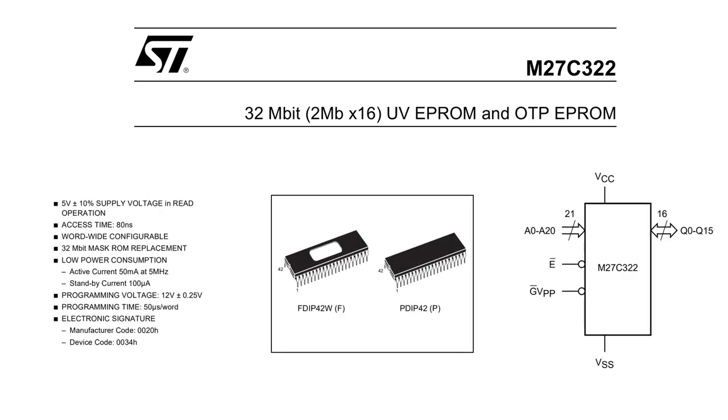The first EEPROM is the 74C322, which is a 32 megabit EEPROM. It's arranged as 2 meg by 16 bits. On the right, we can see the functional diagram. It has power and ground. It has 21 input address lines and 16 output lines. The G line I'll drive low, but E I actually use for reset.